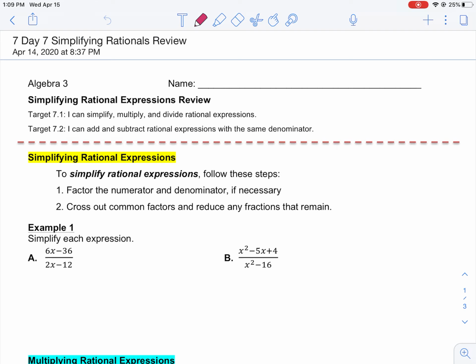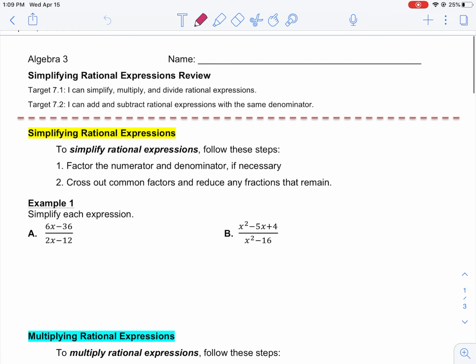So when you're asked to simplify expressions, you're really trying to reduce the fraction. Okay, and so when you have a rational expression, you have to factor the numerator, factor the denominator, and then cancel out any common factors.